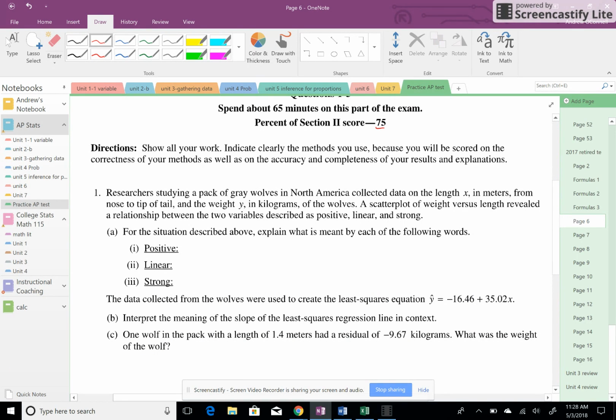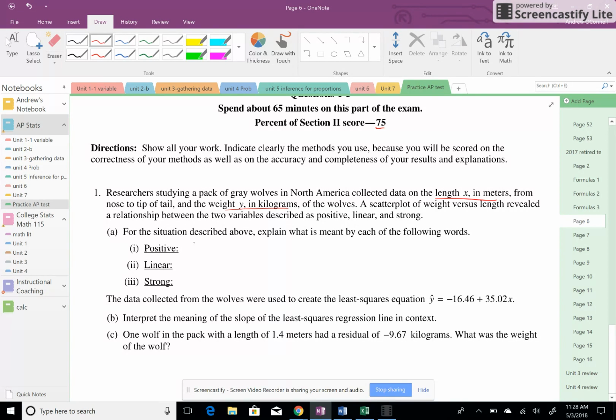I'm going to read through this kind of quickly, so if you need to take some time to read it more in depth, go ahead and pause it. Researchers studying a pack of gray wolves in North America collected data on their length in meters and weight in kilograms. A scatter plot of weight versus length revealed a relationship between the two variables described as positive, linear, and strong. For the situation above, explain what is meant by those words.